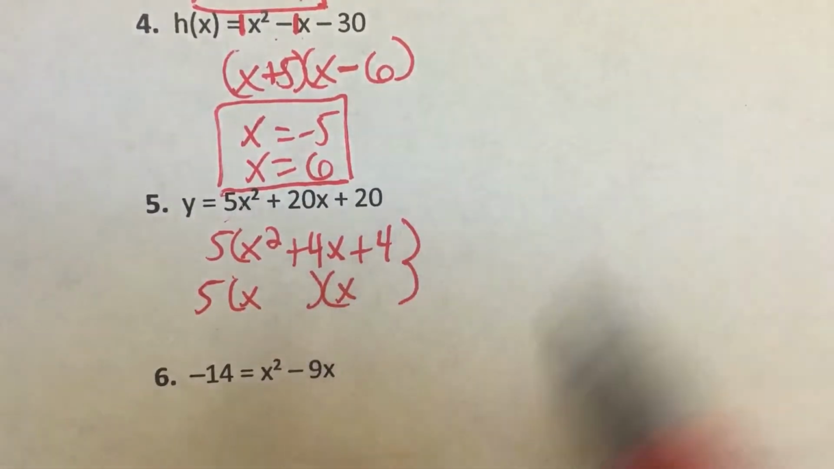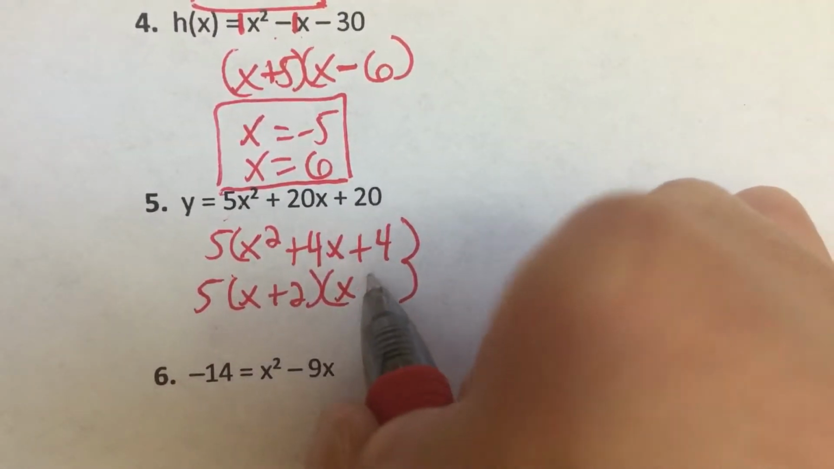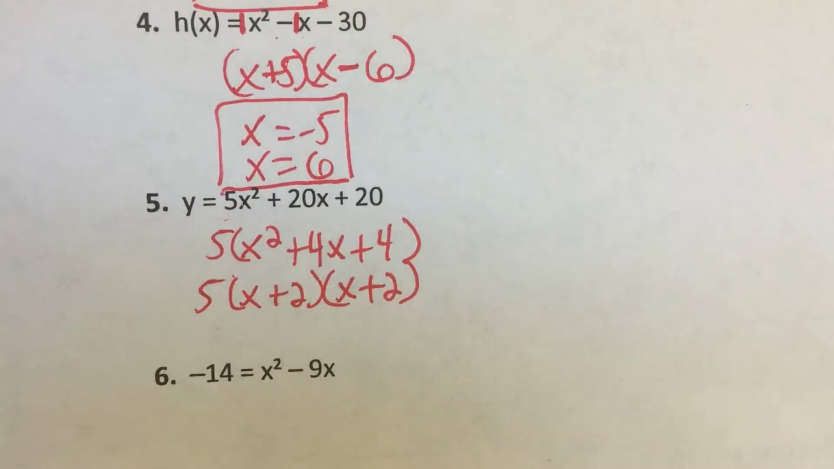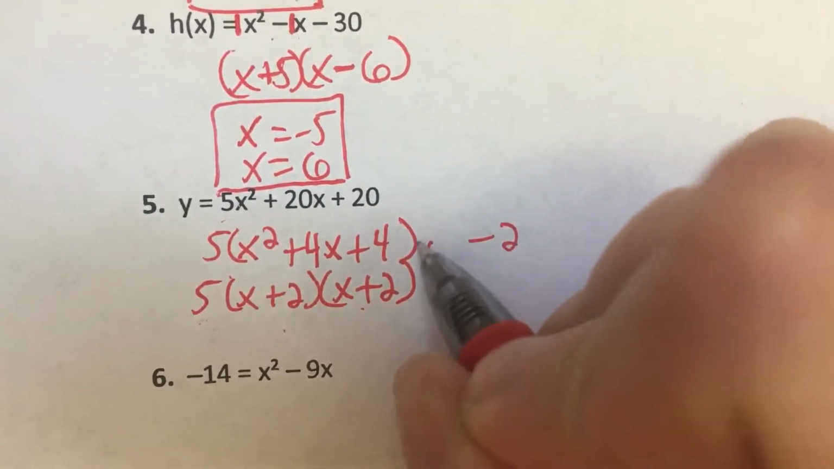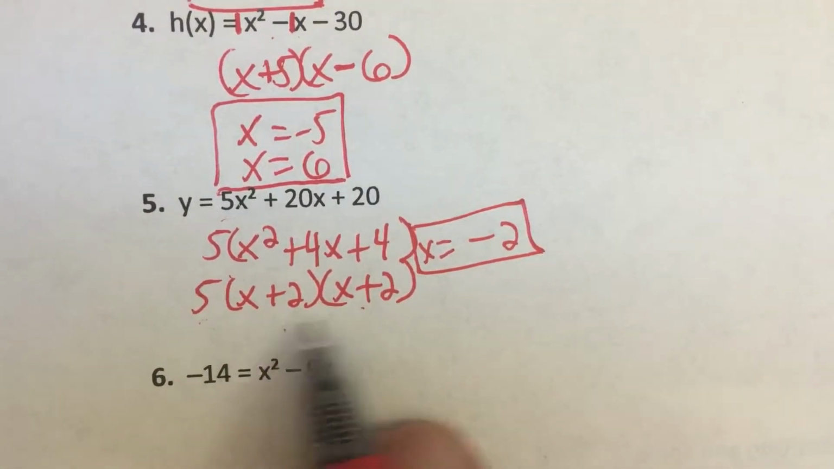There's my x and x. Two numbers that multiply to make 4 and add to make 4 are 2 and 2. They both have to be positive. I can disregard this number in front here and just take the opposite of each one of these. Positive 2 is negative 2. x equals negative 2.